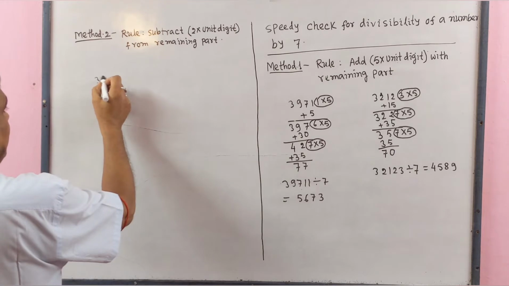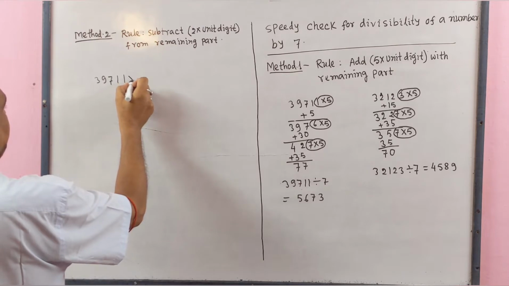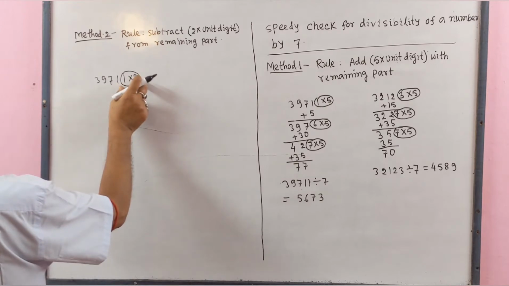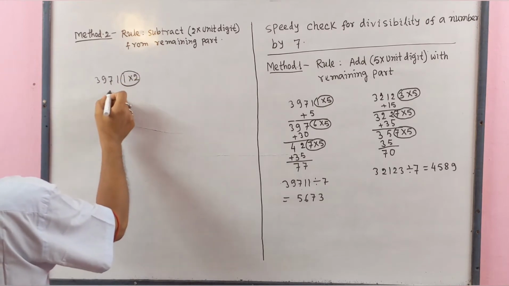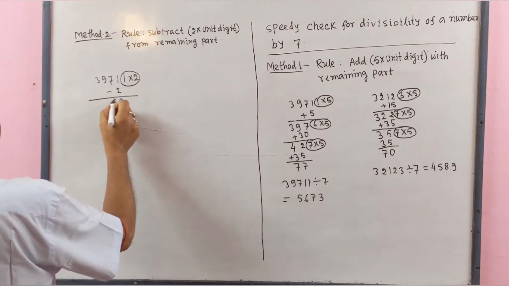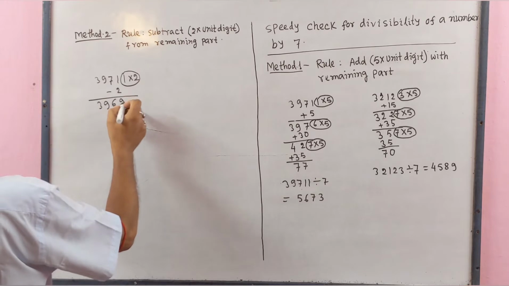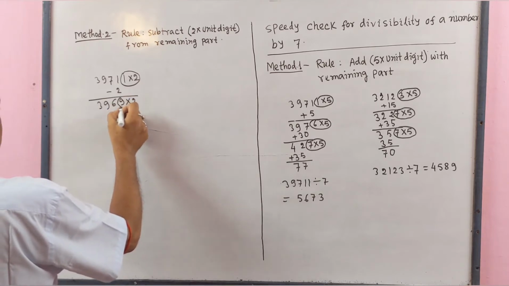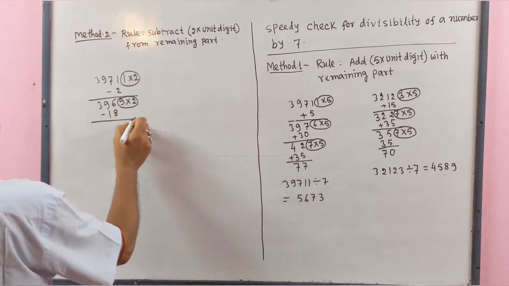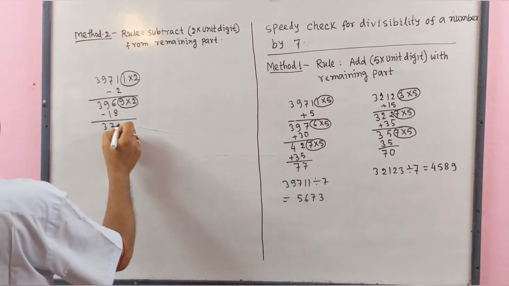Let 39711. We multiply the unit digit by 2, then subtract 2 times 1, which is 2, from the remaining part. We get here 9, here 6, 3, 9. Now, the digit in the unit place is 9, we multiply this by 2, then 18, we subtract this from the remaining part, and we will get 378.